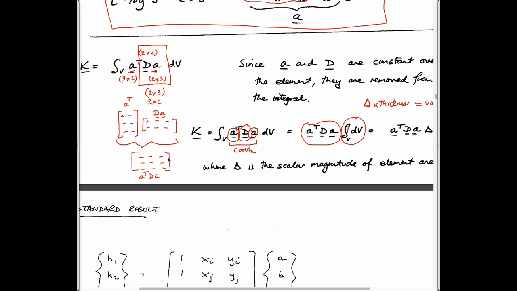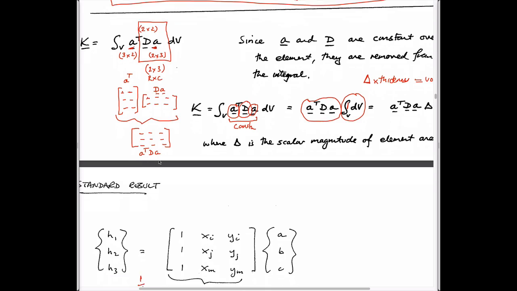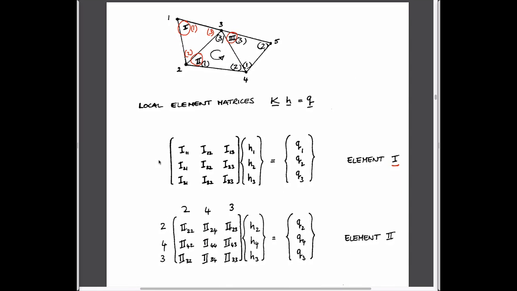So we're just calculating this. So we end up with a 3 by 3 matrix as a result of this. And so we can calculate what that 3 by 3 matrix is. It's going to be this, right? This is going to be the conductance matrix for element number 1.